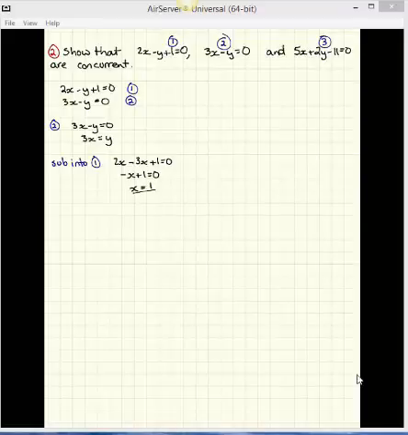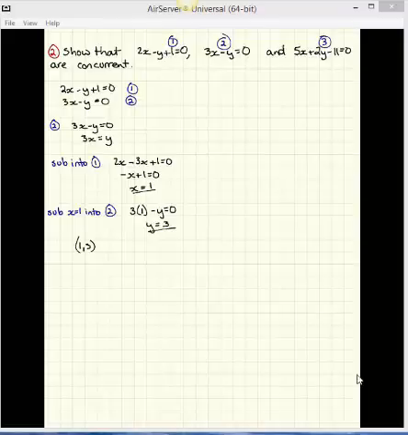So then you need to substitute that into one of those two equations. I'm choosing the second one just because it's simpler. So if x = 1, then we get 3 times 1 - y = 0, which means that y = 3. So what I know is that equation 1 and equation 2 meet at the point (1, 3).